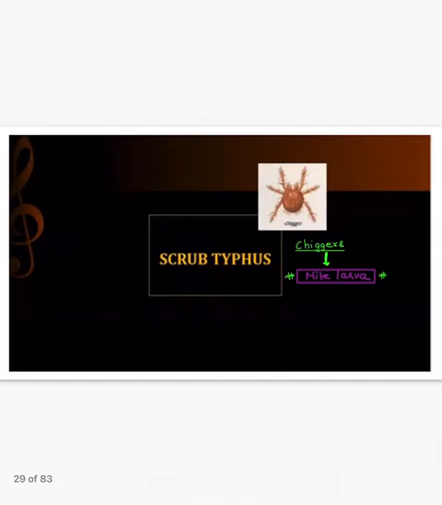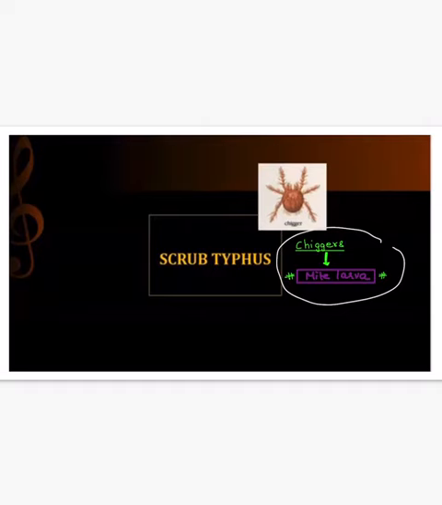Now, guys, coming on to scrub typhus, the important thing that can be asked is that its larva is known as the chigger. Hence, scrub typhus is also known as chigarosis. This can be asked as an MCQ in your further exam. It has not been tested, but I guess it can be tested further.